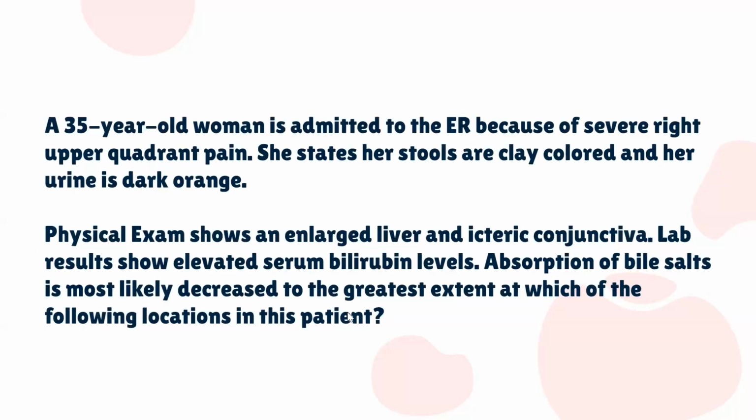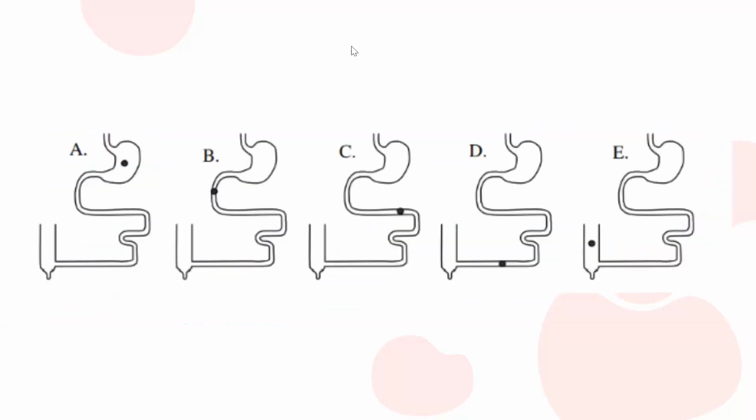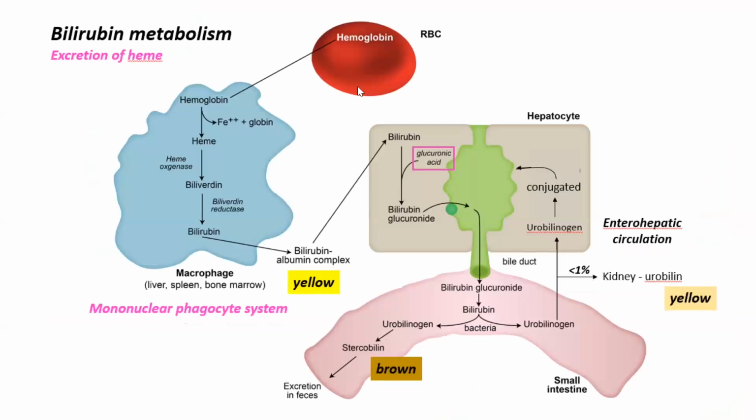Where is the absorption of bile salts decreased the most? D. Yes, absolutely D. So the terminal ileum, or the ileum itself, is where the absorption of bile salts occurs the most, right? So it's very important for us to know this. And let me move on to why she has the clay-colored stools. I'm just going to touch on bilirubin metabolism really quickly.